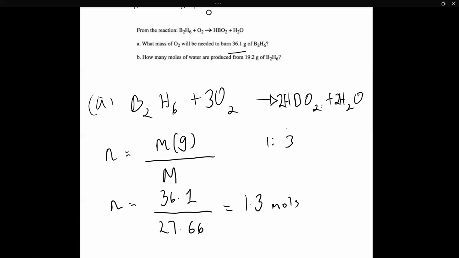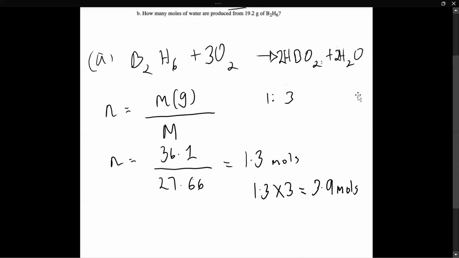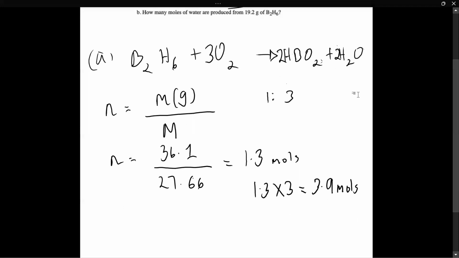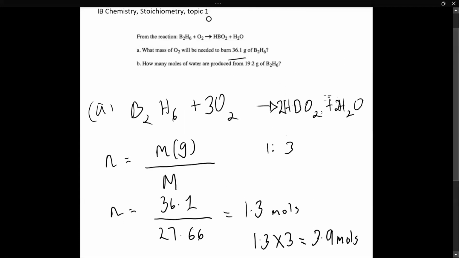So the ratio of B2H6 to oxygen is 1:3. Every 1 mole of B2H6 requires 3 moles of oxygen to burn. So if we have 1.3 moles of B2H6, we need to multiply this by 3. And that gives us 3.9 moles of oxygen. So 3.9 moles of oxygen is required to burn 1.3 moles of B2H6.